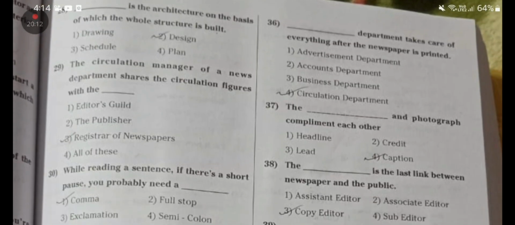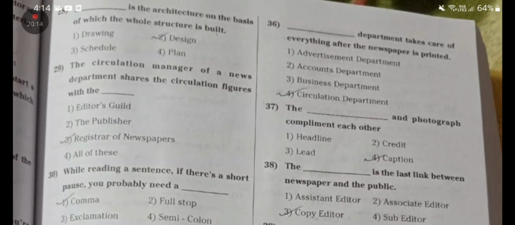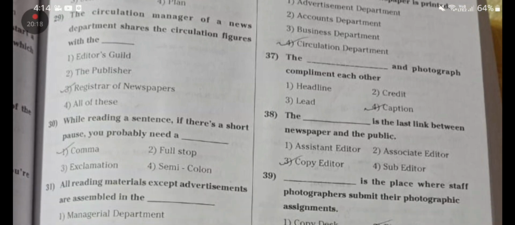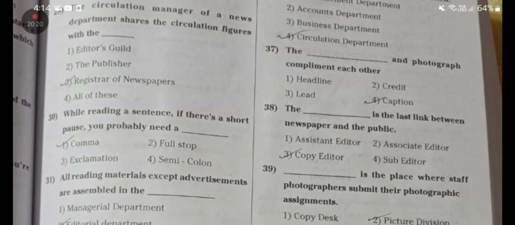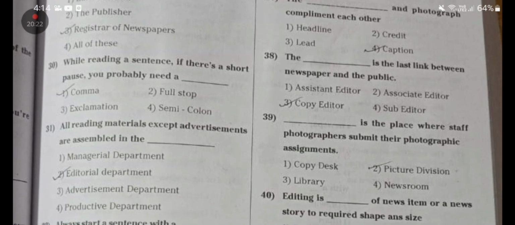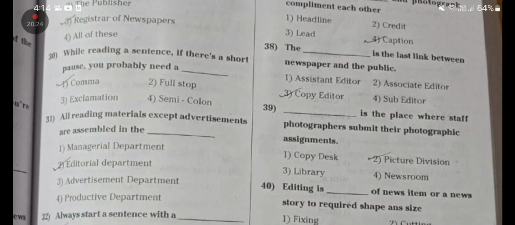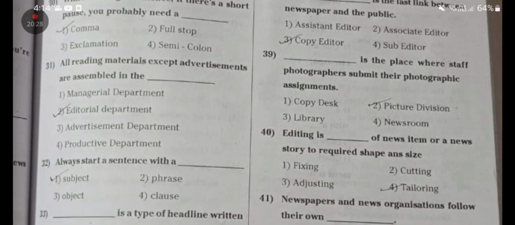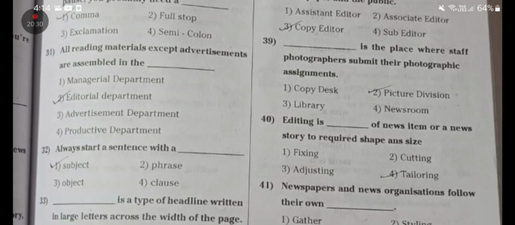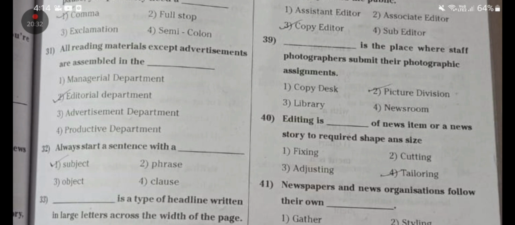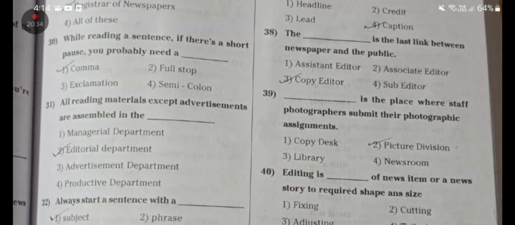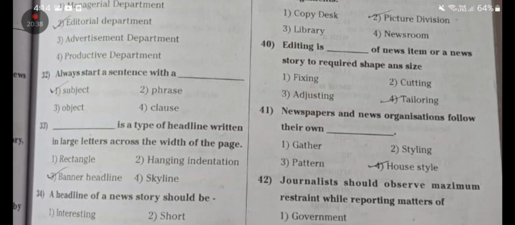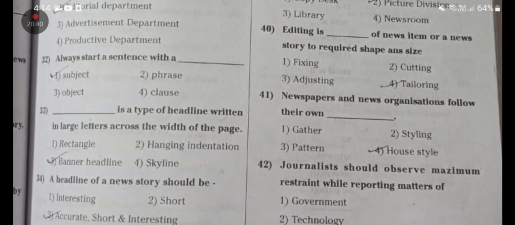Next, dash department takes care of everything after the newspaper is printed. Circulation department. The dash and photograph complement each other. Caption. The dash is the last link between newspaper and the public. Is the place where staff photographers submit their photographic assignments. Picture division. Editing is dash of news item or a news story to required shape and size.